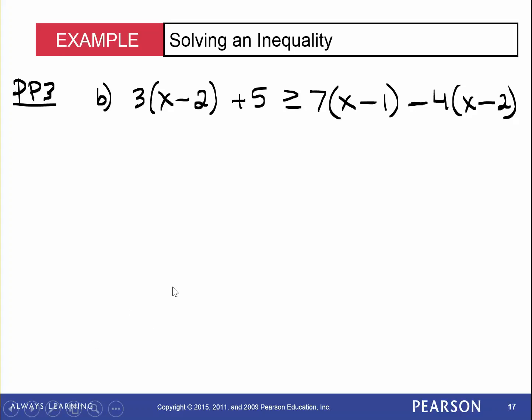Try to catch up again to you guys here. So 3 times x, 3 times minus 2, 5, 7 times x, 7 times negative 1, negative 4 times x, and negative 4 times a negative 2. Careful here at the end. That should become a positive 8 over here at the end.